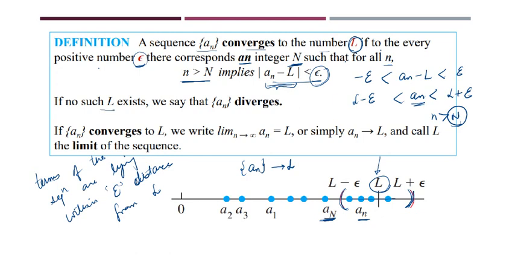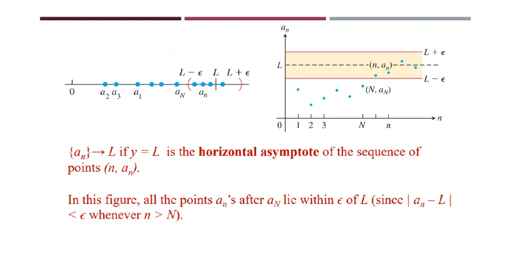If no such L exists, we say that the sequence diverges. If sequence an converges to L, we will write that the limit of an as n tends to infinity is L, or we simply write that an tends to L, and call L the limit of the sequence. Okay, I hope that we are making sense so far, because this is quite important.